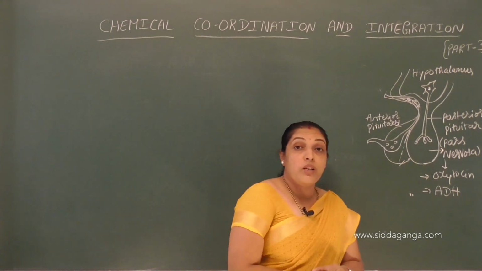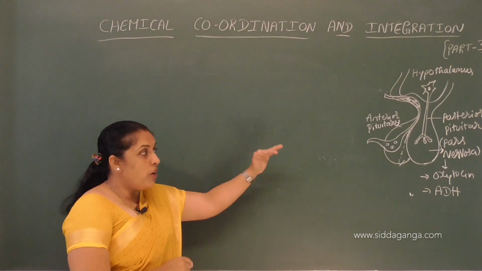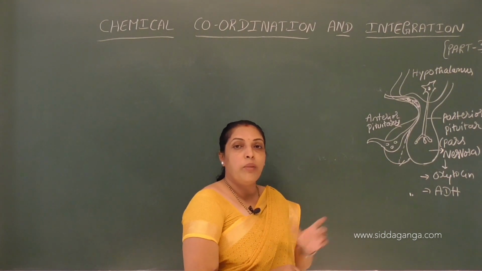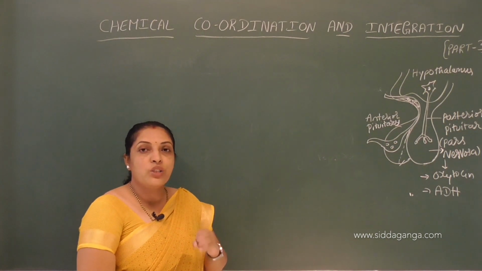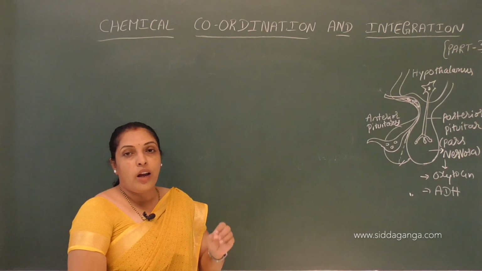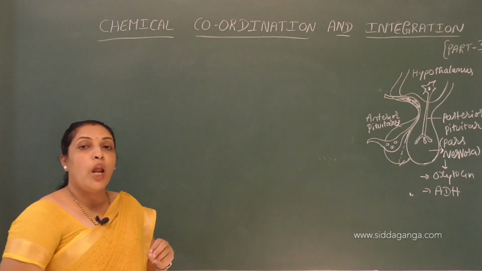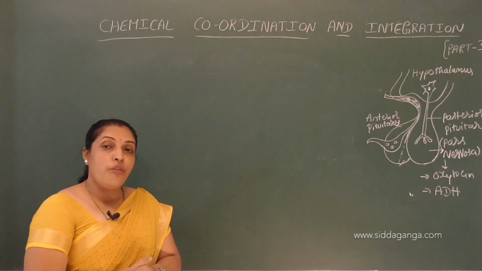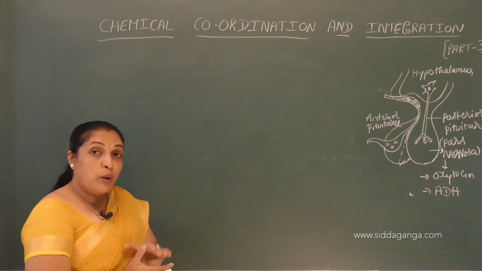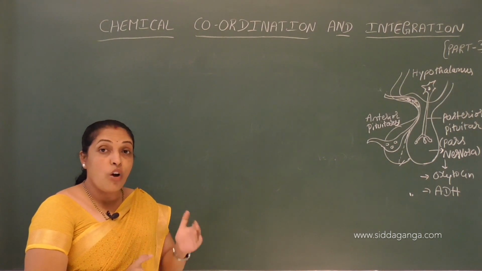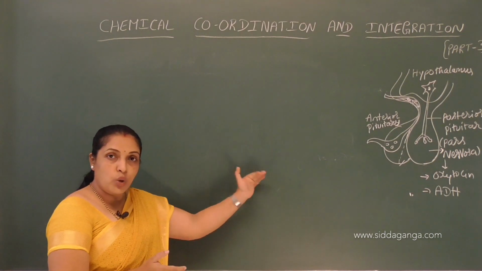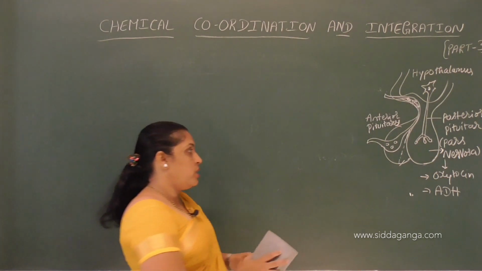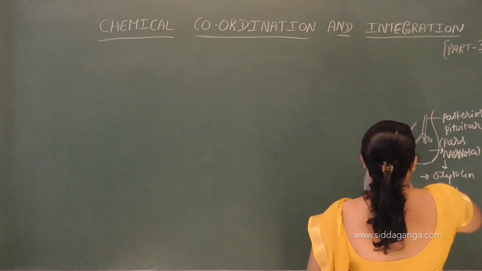The pituitary gland is called the master of endocrine glands, and the function of the pituitary gland is controlled by the hypothalamus. So we may call the hypothalamus the master of master gland. The pituitary gland is considered the master of endocrine glands, and the hypothalamus is considered the master of master gland, because the hypothalamus controls the pituitary gland. Understood? So next we will go with the pineal gland.